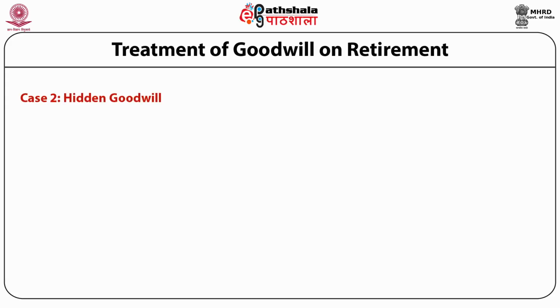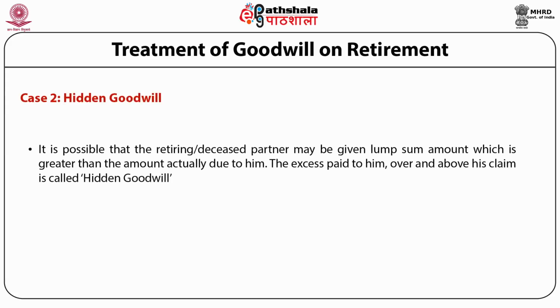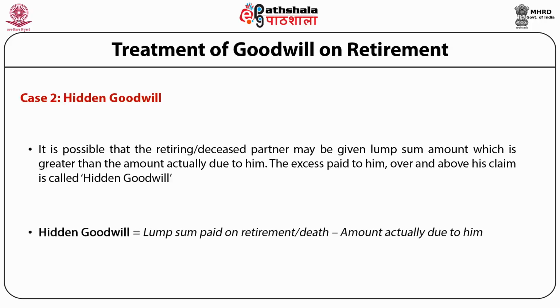Case 2. Hidden goodwill. It is possible that a retiring or deceased partner may be given a lump sum amount which is greater than the amount actually due to him. The excess paid to him over and above his claim is called hidden goodwill. Hidden goodwill is equal to the lump sum amount paid on retirement minus the amount actually due to him.